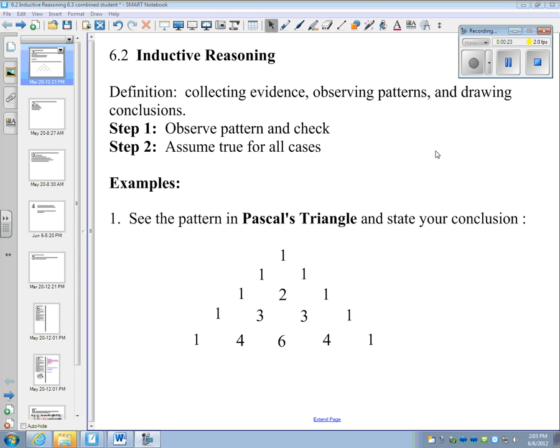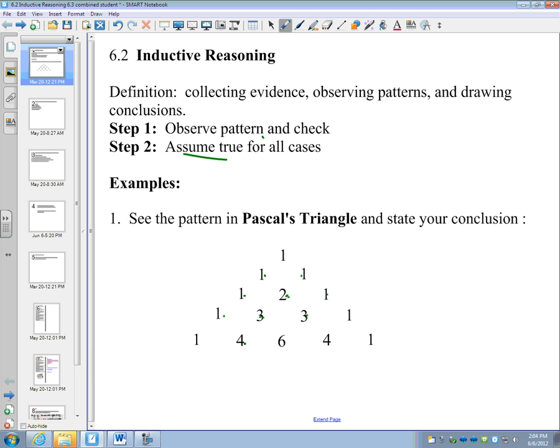Maybe a pattern that I see is all along the outside, there's a 1. And look, if I keep going, there's 1. So I saw my pattern and I checked it. The other pattern I see is if I go 1 plus 1, I get 2. If I go 1 plus 2, I get 3. That's another pattern, and I'm checking and it seems to be true.